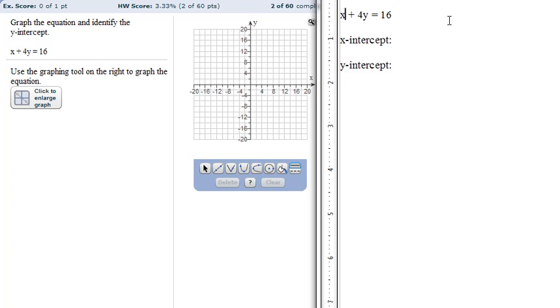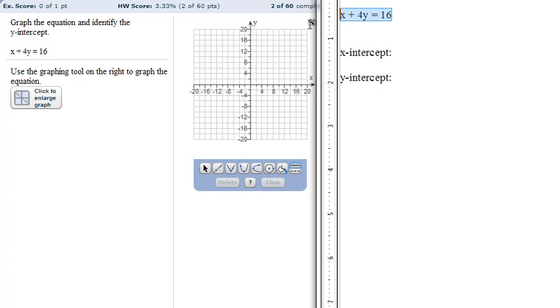Now, most of the time, the best way to graph this type of equation is to find the x and y intercepts and use those to graph. The x-intercept is always located on the x-axis, and for that reason it has a height of 0. So the y value to go with the x-intercept is always going to be 0.